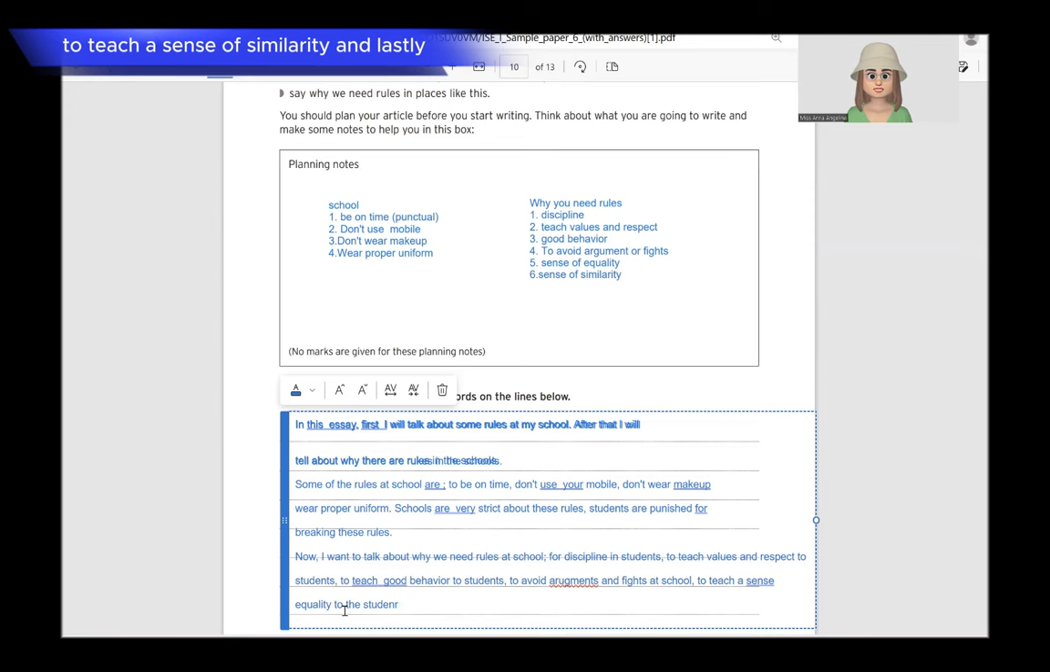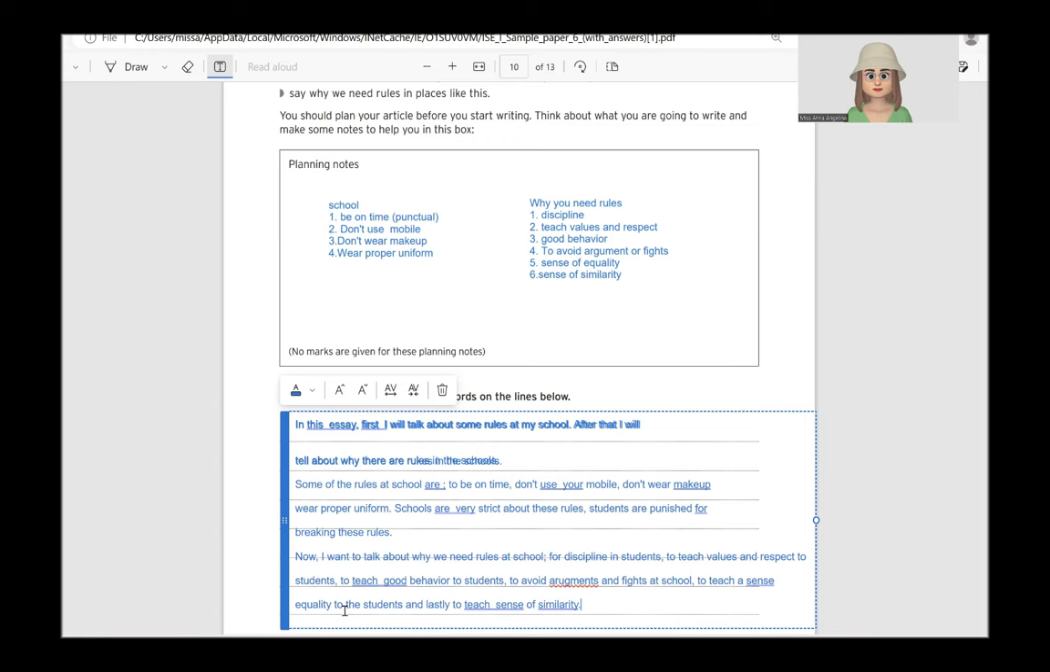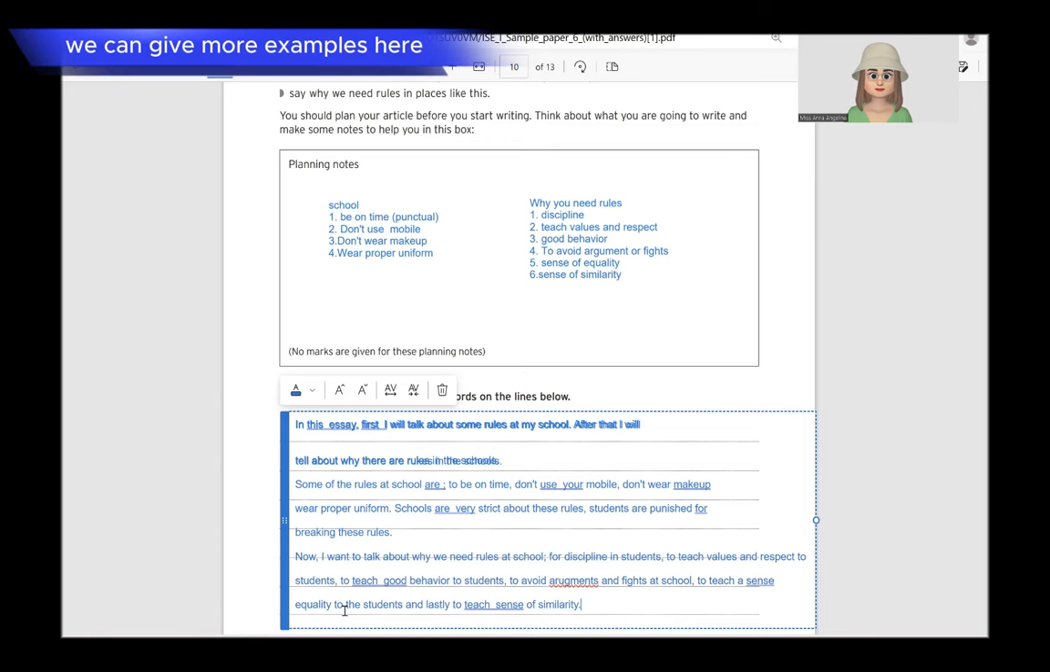And lastly, to teach a sense of similarity. Okay? We can give more examples here.